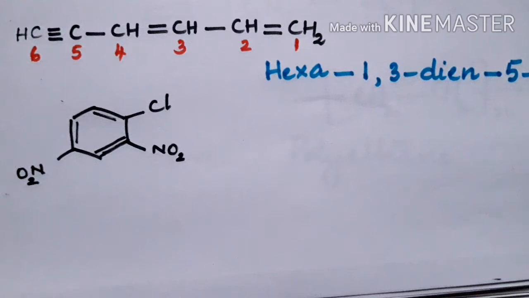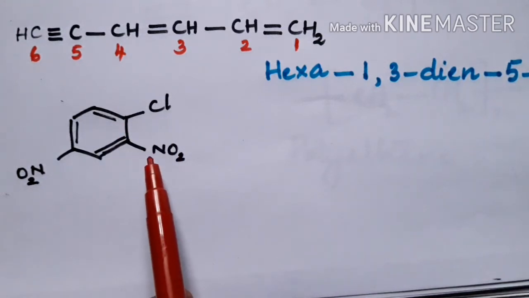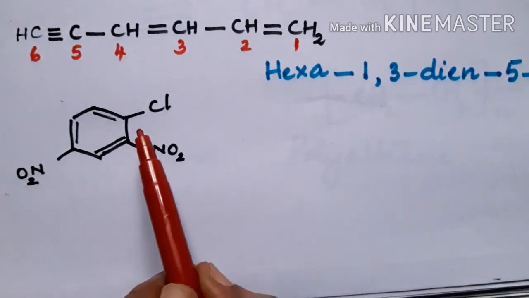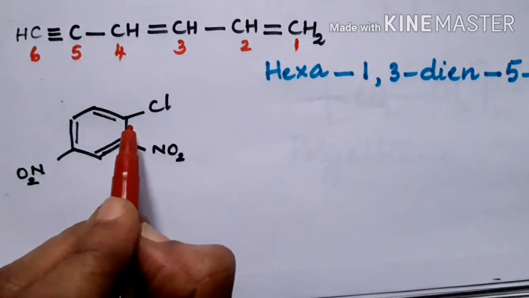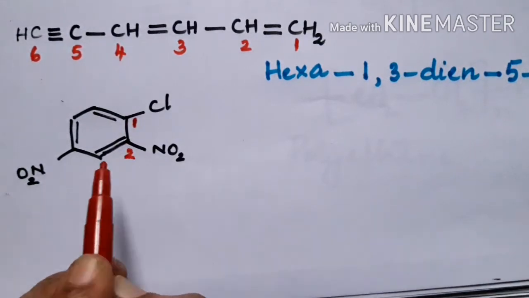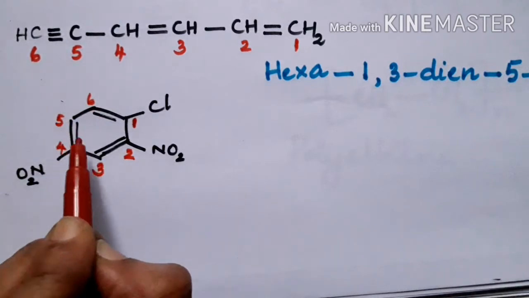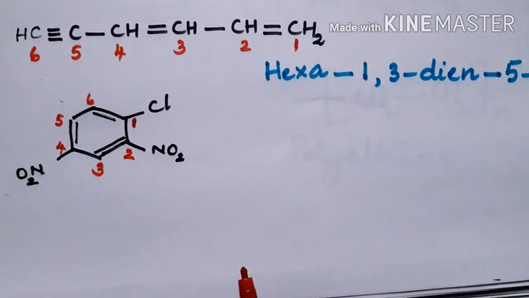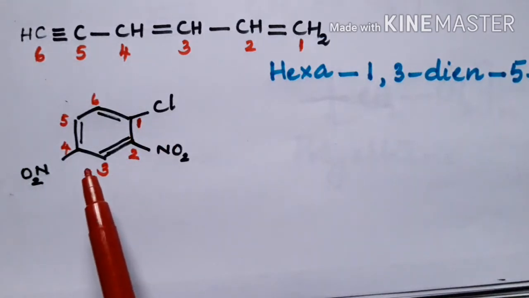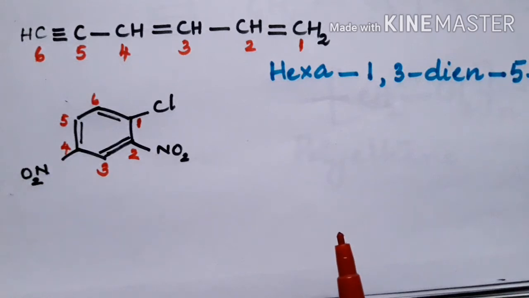On considering the next compound, we have the substituents Cl and NO2. Here, Cl is more electronegative, so it is given priority. So this will be 1, 2, 3, 4, 5, 6. This ring is known as benzene ring. So the substituents are present at first, second and fourth position.